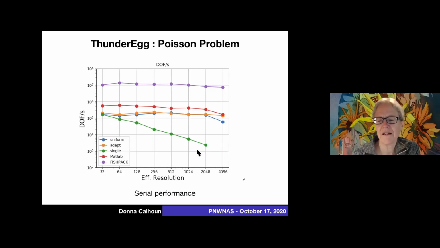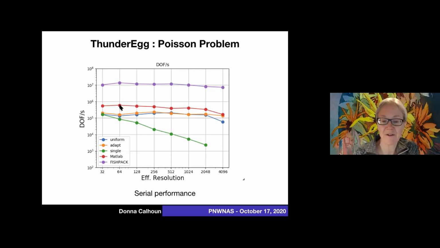Your grid gets way too big to fit in memory, and so there are all kinds of issues that can arise in trying to solve on a single big grid. The MATLAB solver is slightly faster, but as we get to larger and larger grids, it's not so clear anymore. But MATLAB again is using just a big single grid. It knows nothing about adaptive meshes.